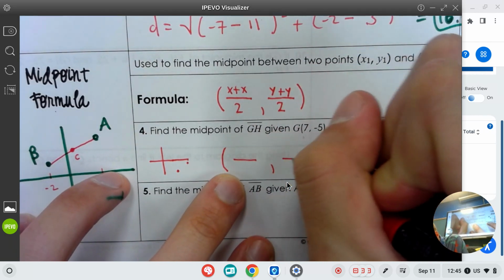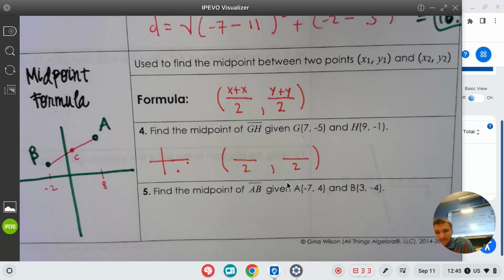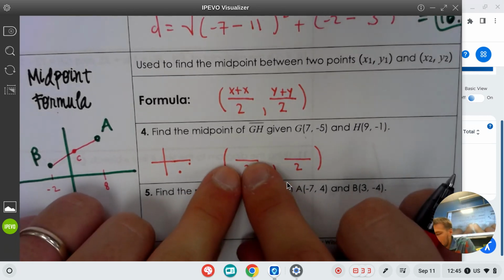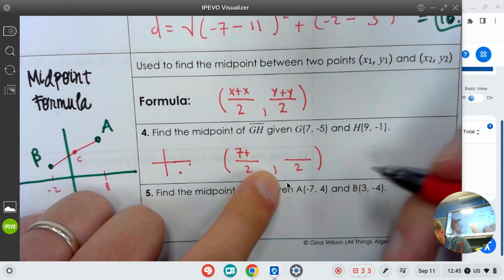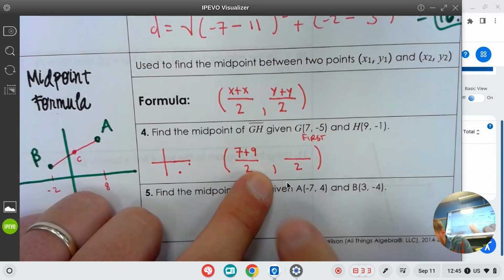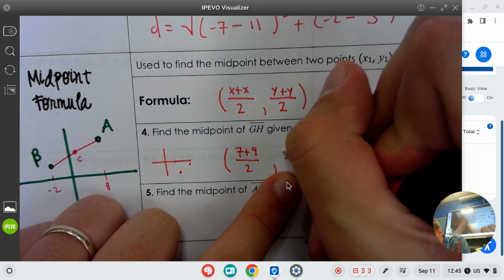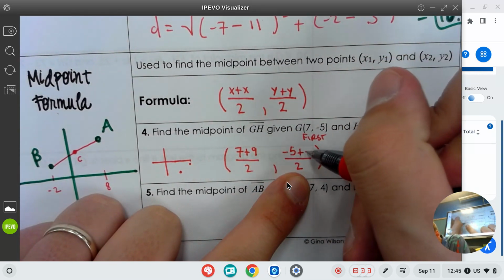I'm going to make a fraction dividing by 2. And this one's even easier to use because the formula has no negatives. You don't have to really worry about the order that things go in there, because without that negative sign, it doesn't really make all that much of a difference. For this x coordinate, I'm going to choose the x value of 7. Whatever, we can do this one first. And then the x value of 9. And for the y's, I'm going to choose the y value of negative 5 and add it with the y value of negative 1.